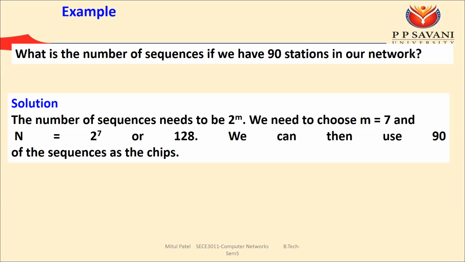But if your network has only 90 stations, then the first 90 sequences will be assigned to the 90 different stations. It is not like we have to generate W90. We cannot generate W90. We can always generate W128, because the Walsh table is always generated in powers of 2. So that's why we generate W128. From it, the first 90 we can use, and the remaining cannot be used.